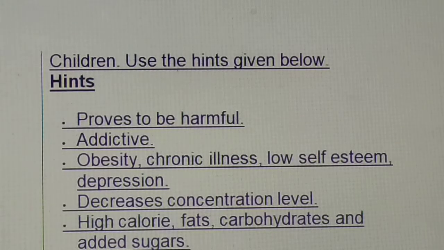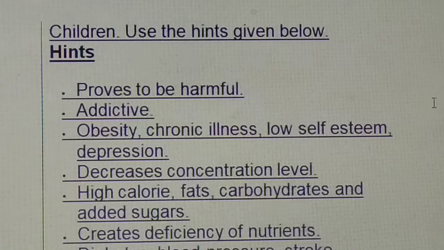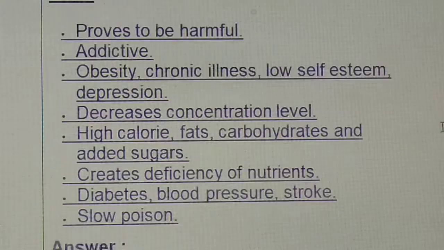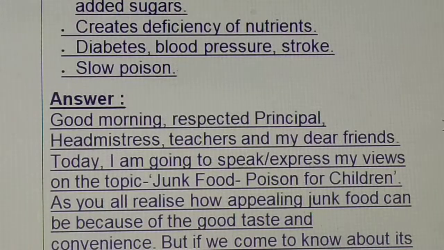Of course, it is very harmful, addictive. You have it once, you feel like eating it again and again. That is addiction. Obesity means you become fat. Chronic illness, low self-esteem, depression, decreased concentration in your studies, children. High calorie fats, carbohydrates, and added sugars are of course very harmful. Yeah, it causes diabetes, blood pressure, stroke. No doubt it is a slow poison. So this is how you can write your speech.